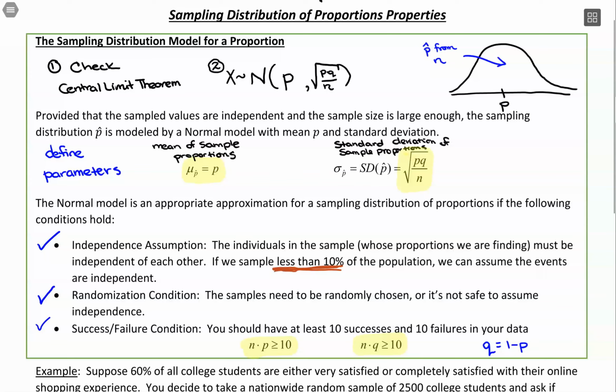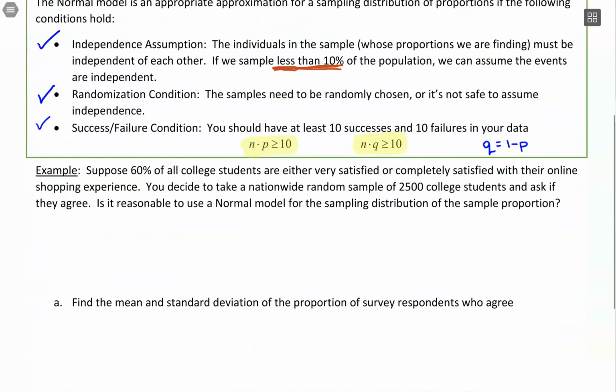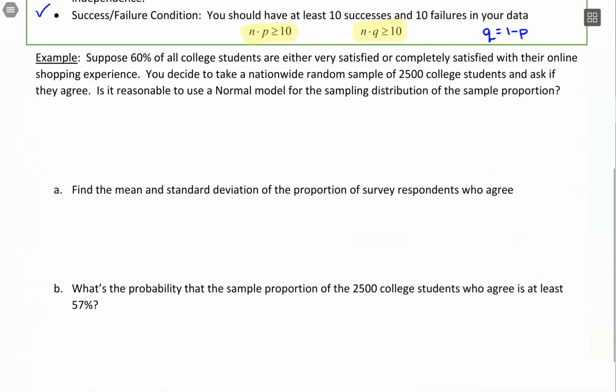We use any of those tools that we did for the normal distribution. So let's see how this works in an example. Suppose 60% of all college students are either very satisfied or completely satisfied with their online shopping experience. You decide to take a nationwide random sample of 2,500 college students and ask if they agree. So this first question here, is it reasonable to use a normal model for the sampling distribution?